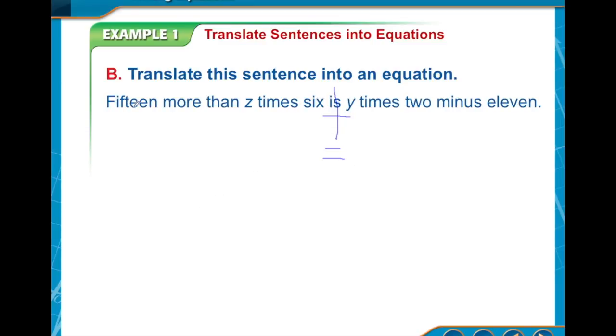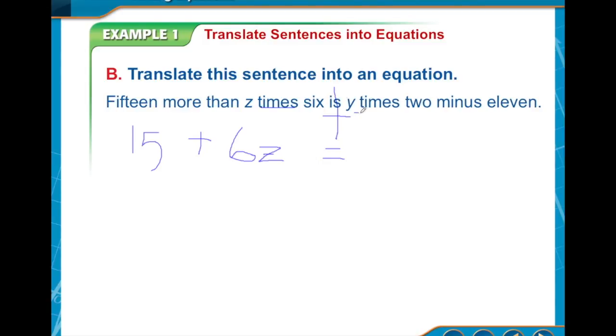On the left, we see 15 more than. So more than means add. And with addition, we don't have to worry about the order. So 15 more than z times 6. So times means multiply. Z times 6 will just be 6z. Right? Remember that if our coefficient is next to our variable, that implies multiplication, so we can just leave it like that. So 15 more than z times 6, or 6z, is equals y times 2 minus 11.